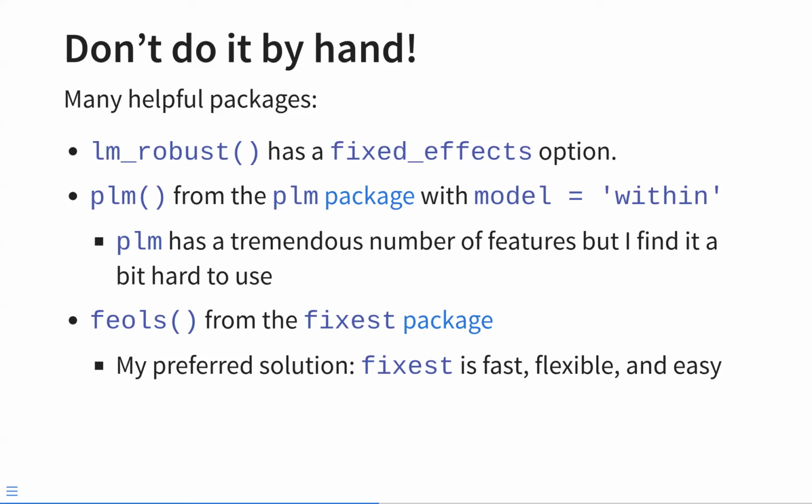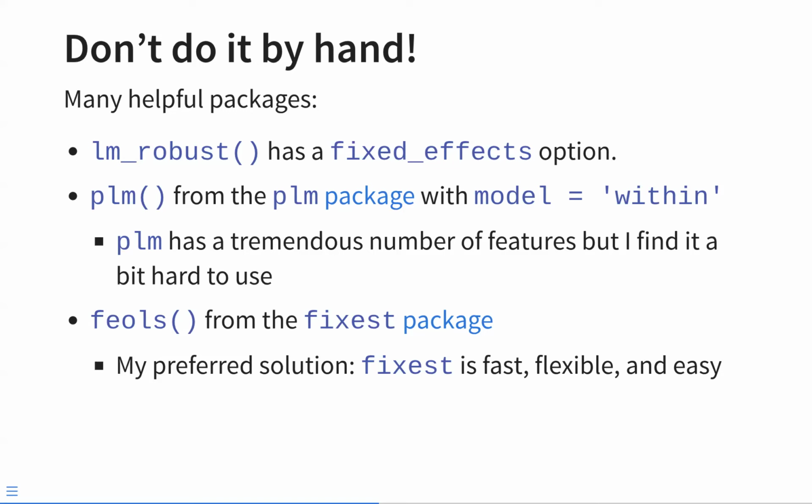Use a package. And there are several packages in R that can provide fixed effects for you. One is lmrobust, which we saw in our last lecture. This has an option called fixed_effects, so if you'd like, you can use that one. There's also a package called PLM, which is a very powerful package for panel models in R. And if you use the PLM command from this package and set model equals "within", that will give you fixed effects. PLM has a tremendous number of features, but personally I find it quite hard to use.